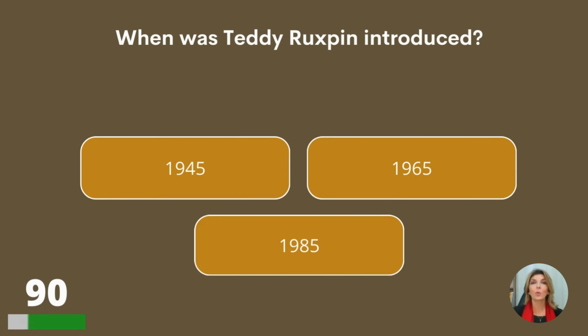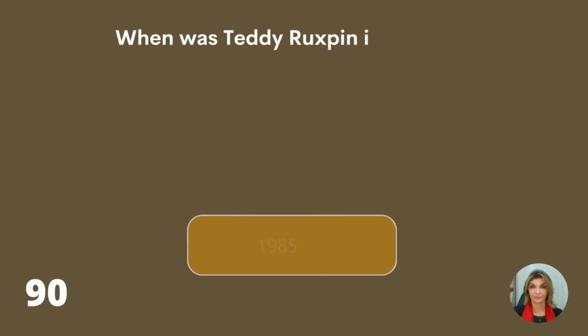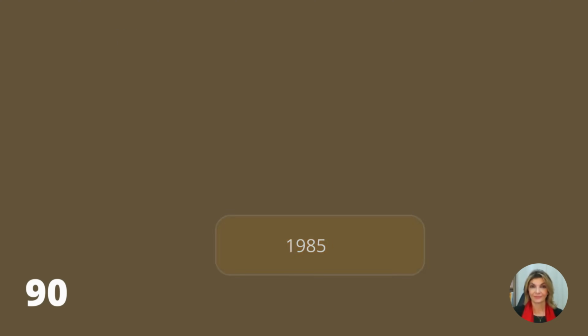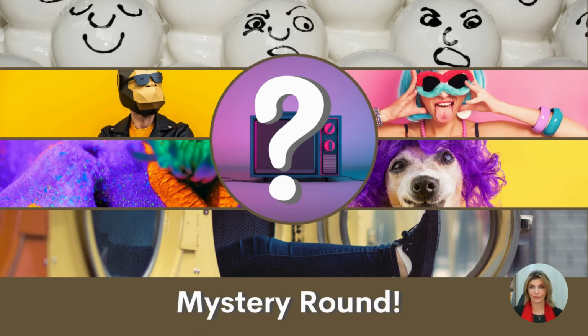Question 90. When was Teddy Ruxpin introduced? 1945, 1965, or 1985? 1985. Let's go to our mystery round.